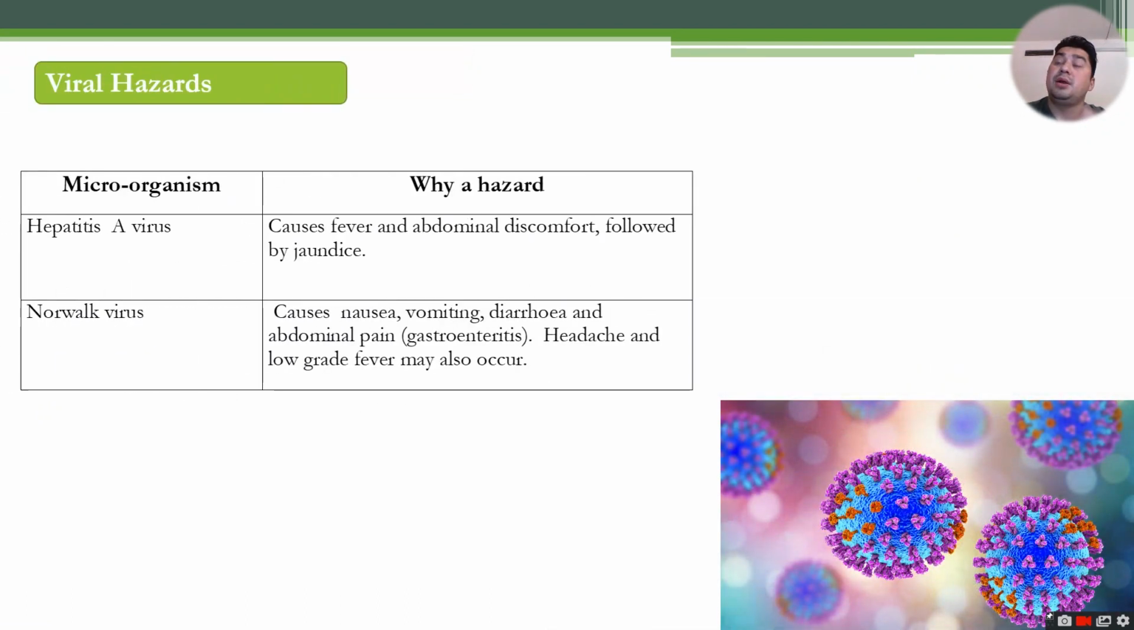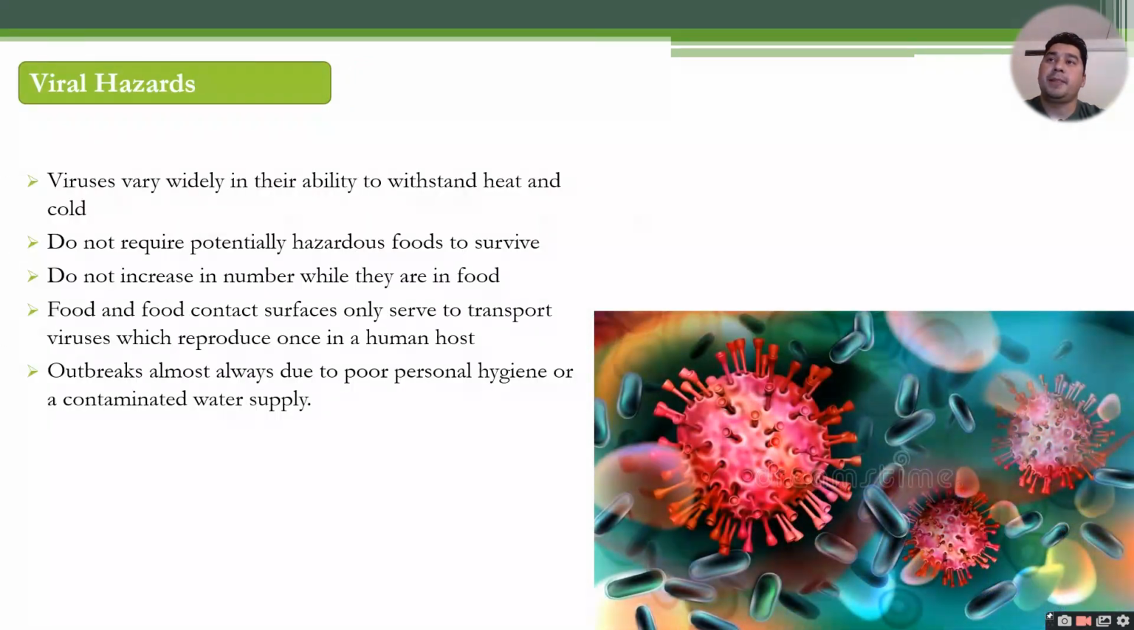Now we will learn about the viral hazards, viruses. First, we have hepatitis A virus. It can cause fever and abdominal discomfort followed by jaundice. Norovirus causes nausea, vomiting, diarrhea, abdominal pain, gastroenteritis, and headache, and low-grade fever may also occur with the virus.